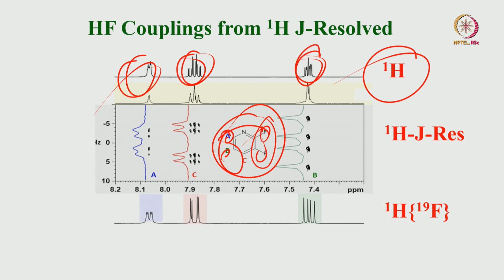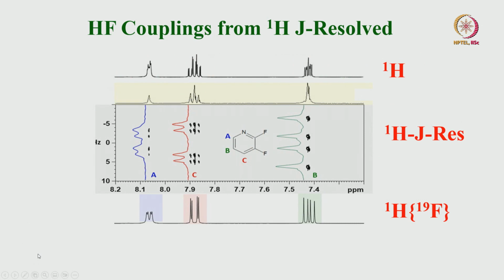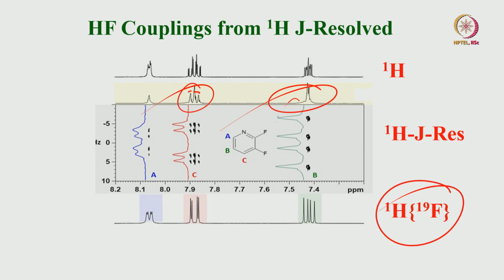What we do is, we run the proton J-resolved experiment and take a projection here. This projection gives me only HF couplings, because the proton coupling is removed. Whatever multiplicity you are getting on this projection is due to proton-fluorine coupling. To confirm that, if you do fluorine decoupling, the same 4 peaks are going to appear here. This is what it is.